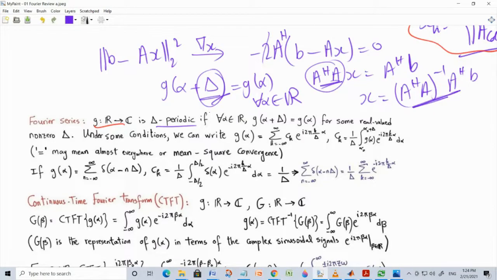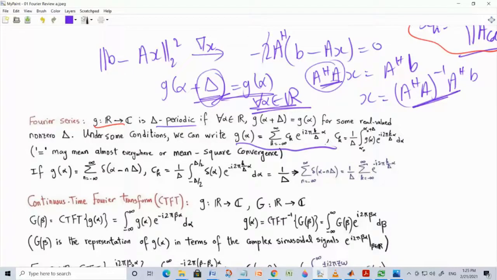There is no function in reality that will look something like this, but the mathematical condition is that this should be satisfied for every alpha in R. Then your function is periodic. And under some conditions, there is no need to delve into this big topic, but under some conditions, you can write down this nice formula for G of alpha, which is the Fourier series.